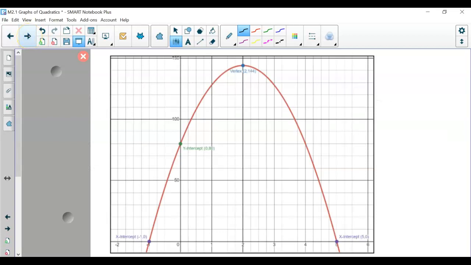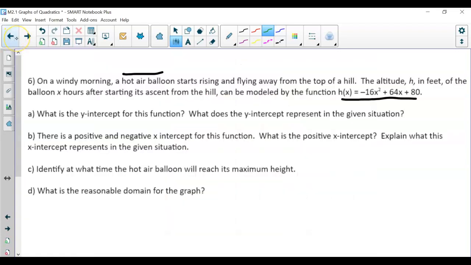Well, what is the y-intercept? (0, 80), right here. So like what we showed when we were looking at Desmos. So the hot air balloon has this y-intercept of (0, 80). Which means what? Well, it means that the hot air balloon started at what height? 80 feet. So it started at 80 feet. And again, we know it's feet because our height is in feet here.